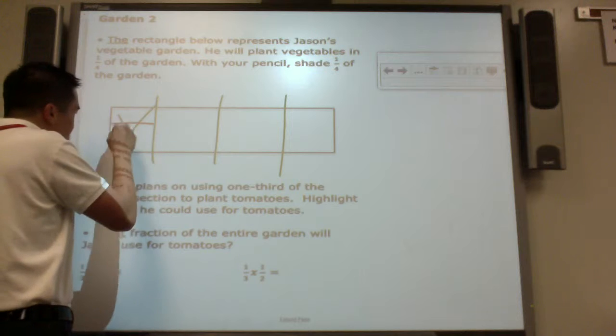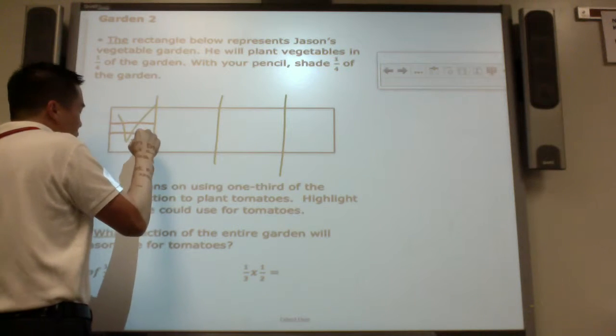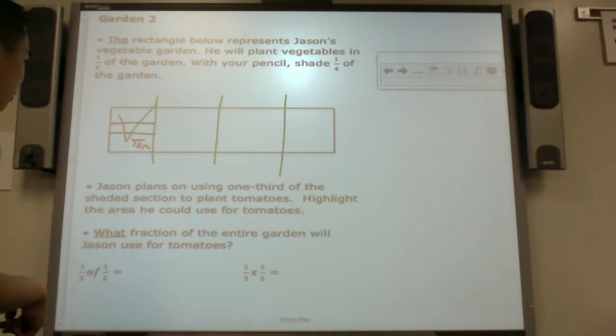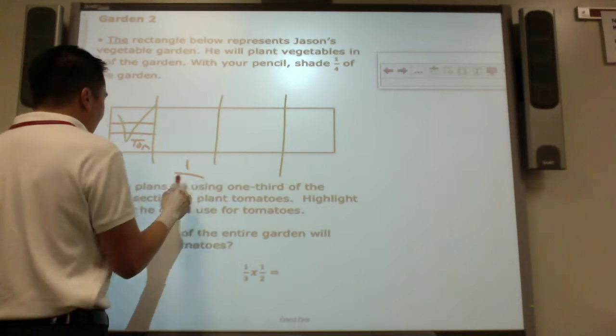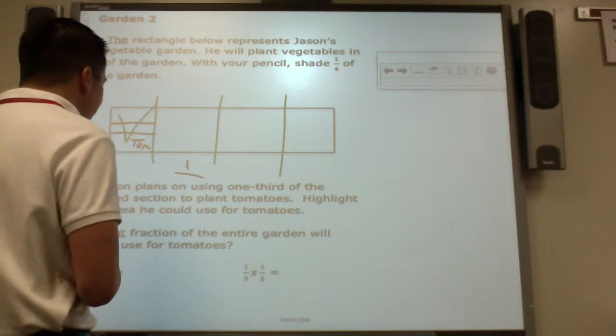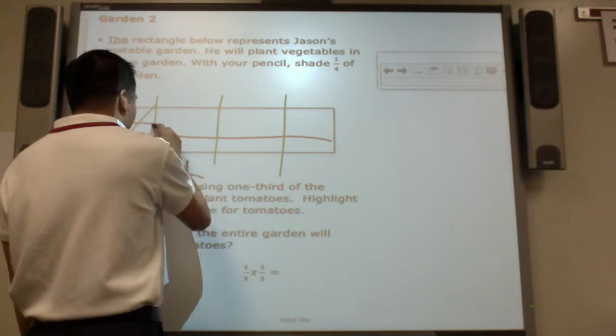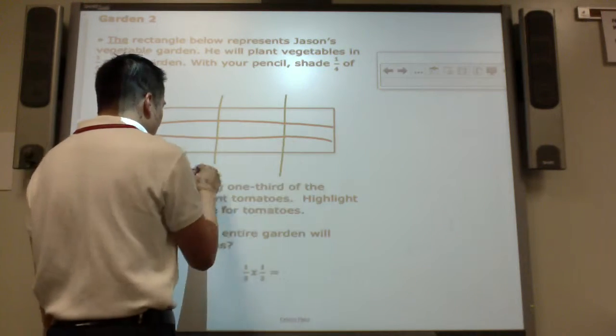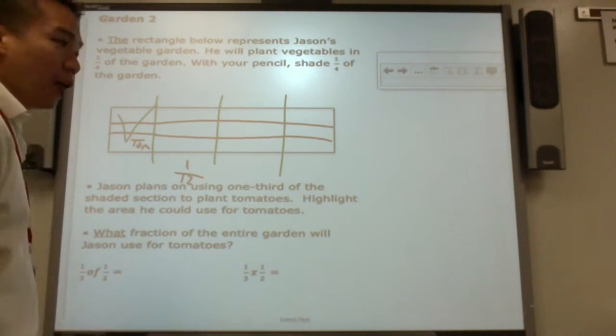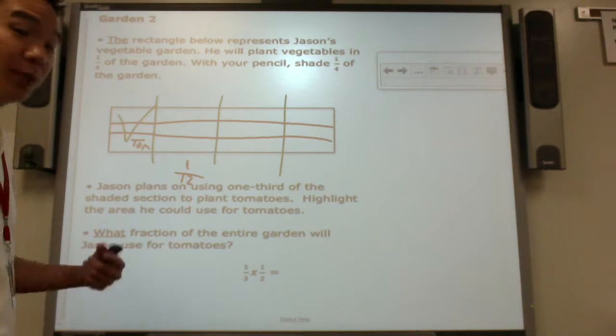So this will be tomato. 1/3 of this. What fractional part? That's not a lot. Let's see, this is going to be 1 out of, let me extend these lines and find this. 1 out of 3, 6, 9, 12. 1/12 of the garden will be tomatoes.